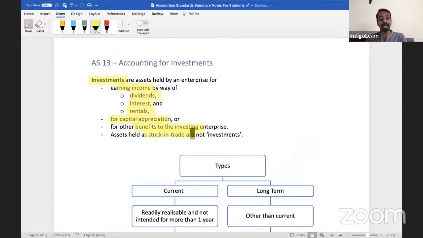Okay. Assets held as stock in trade are not investments. What is the meaning of this? Say there is a builder. The builder has a lot of buildings, but those buildings are inventory. Can I classify them as investment as per AS13? No, I cannot, because they are inventories. Similarly, if I keep purchasing and selling shares as a business, purchase in the morning, sell in the evening, purchase today, sell tomorrow, I treat it as a trading activity, then it is not considered an investment, because it's considered stock in trade. So this is the gist of the definition of investment.